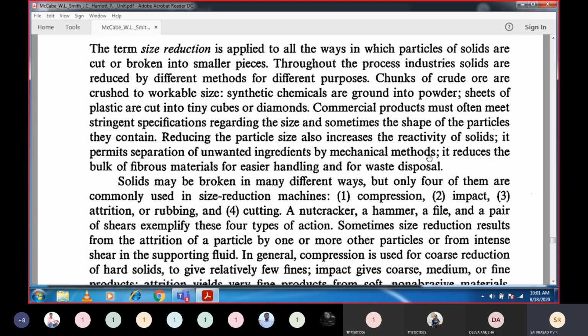So hence, for a proper separation of materials or the ores, crushing is very important. And as far as possible, if we try to crush into minimum sizes, then we can perfectly go for the separation into two parts. Then it reduces bulk fibers for easy handling and for waste disposal. So if the fibrous materials are there, they occupy a lot of space. Fibers are characterized by means of length. So if the size is reduced, then it is easy for us to dispose them or treat them or use them for further purpose.